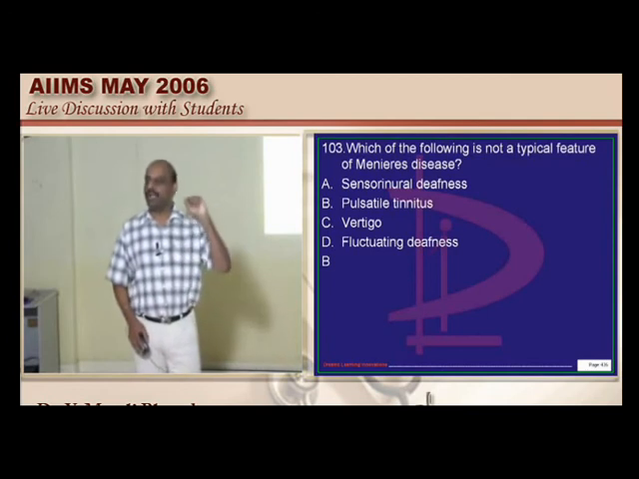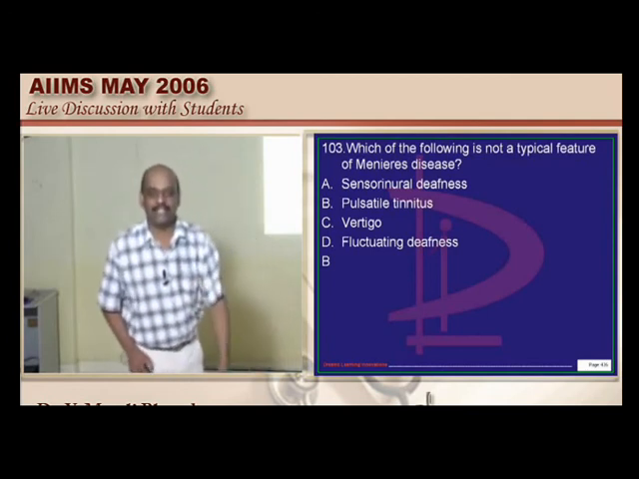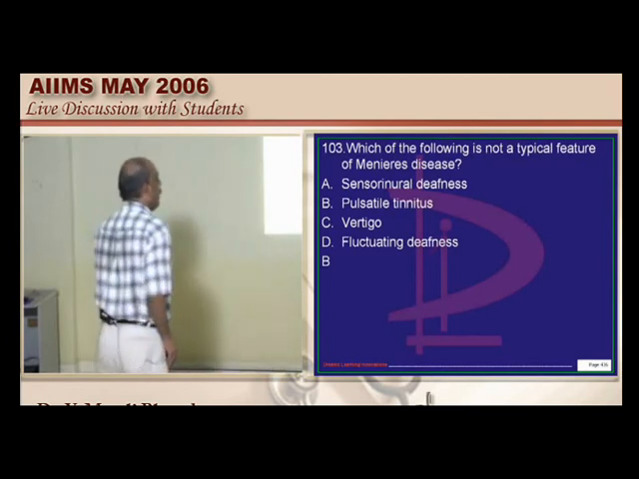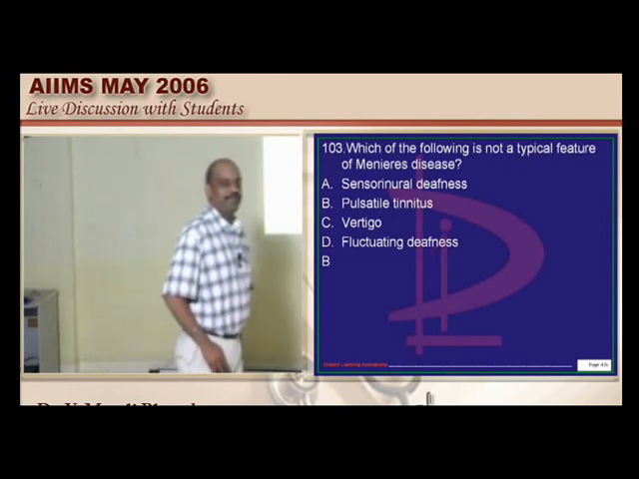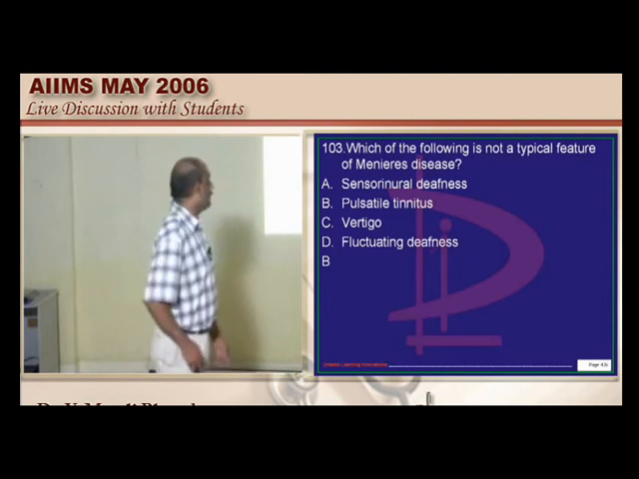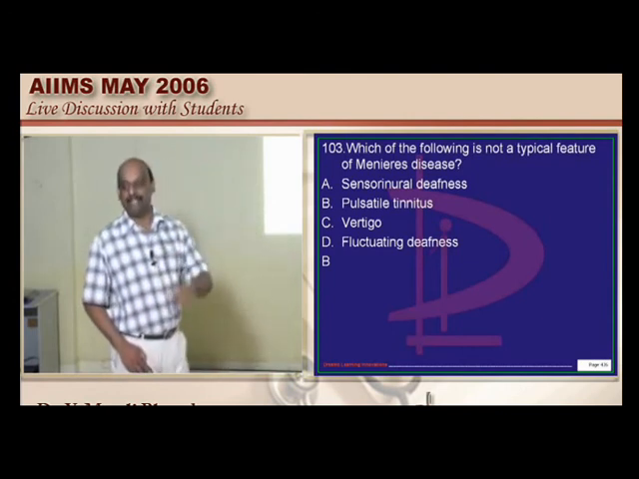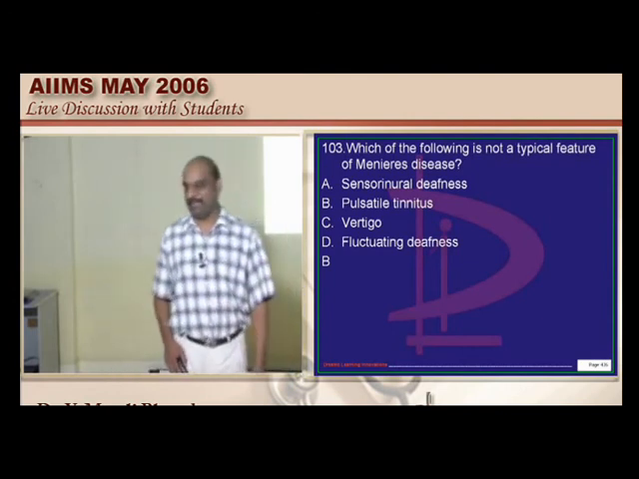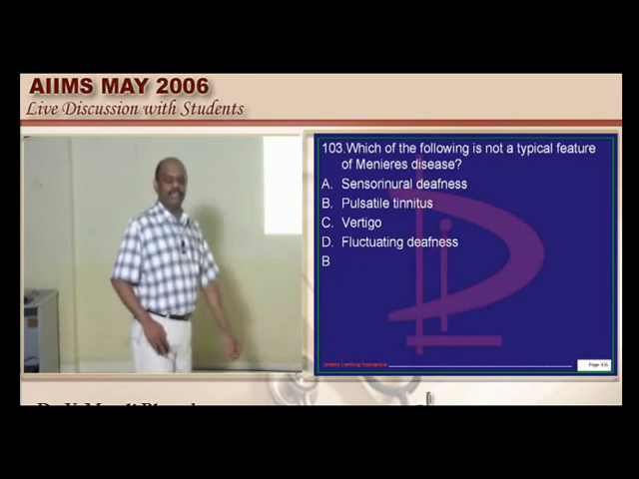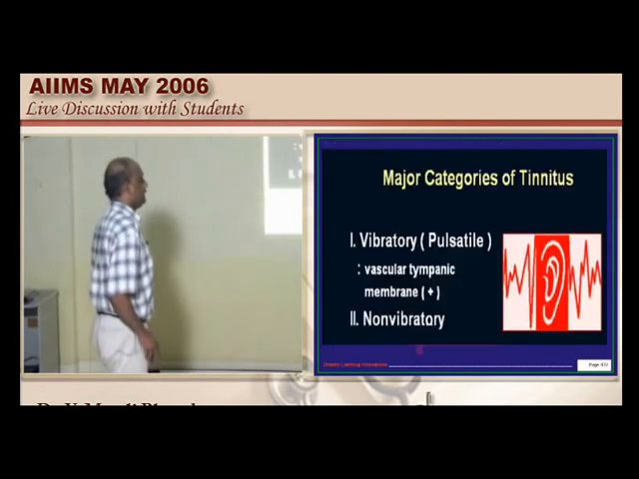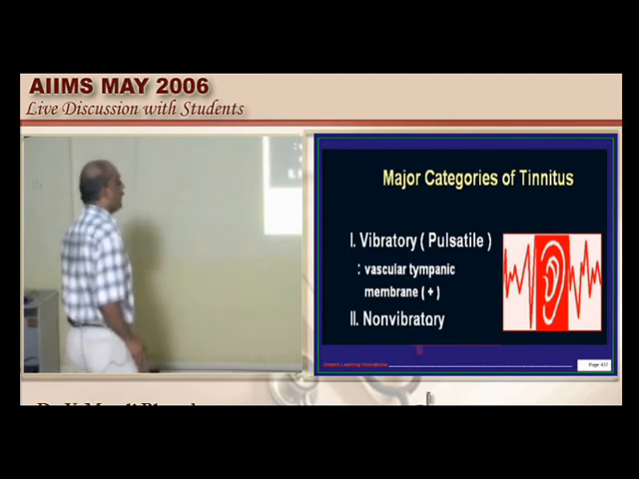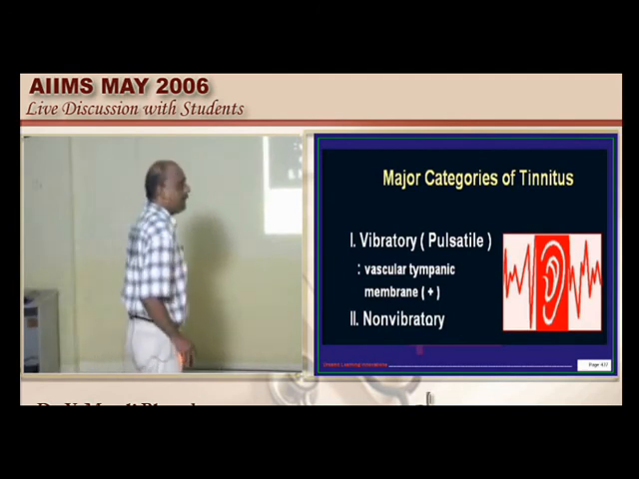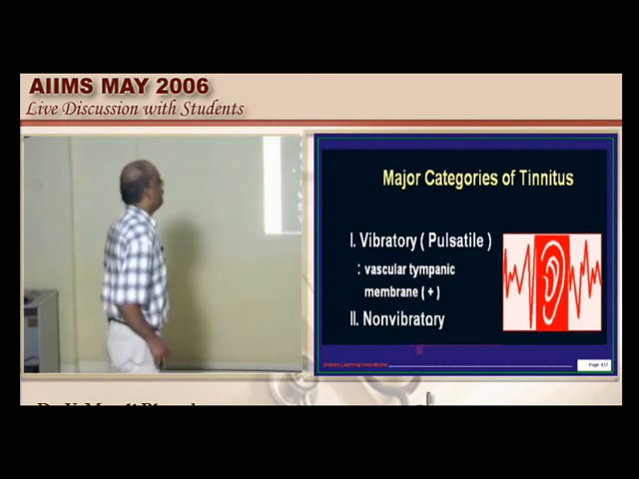Once more, there is a small gotcha kind of question. All of us know there is tinnitus, there is deafness, there is vertigo. Then why should the examiner once more check you about pulsatile and non-pulsatile tinnitus? Now let us be the masters on tinnitus. Next time any question on tinnitus you should answer basically. Tinnitus can be pulsatile, where it is vibratory, where there is a vascular tympanic membrane, or it can be non-vibratory.